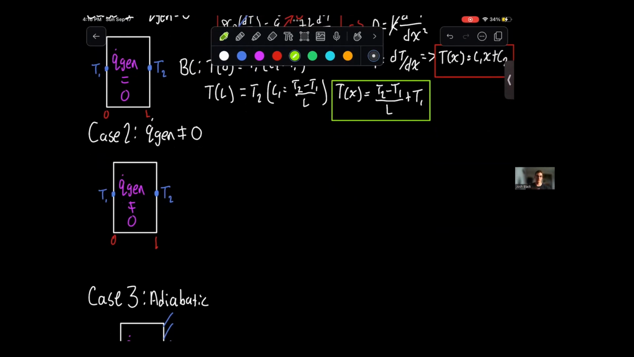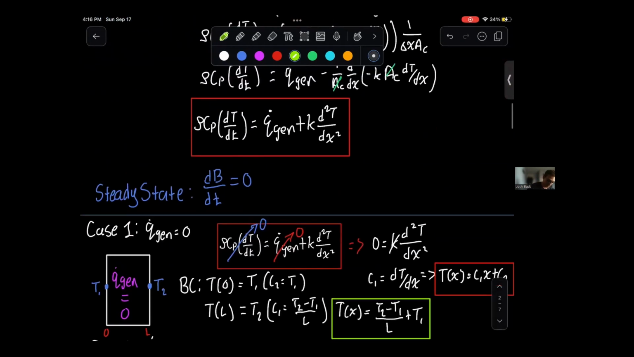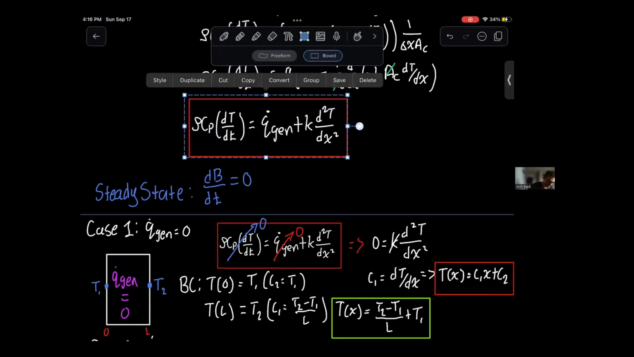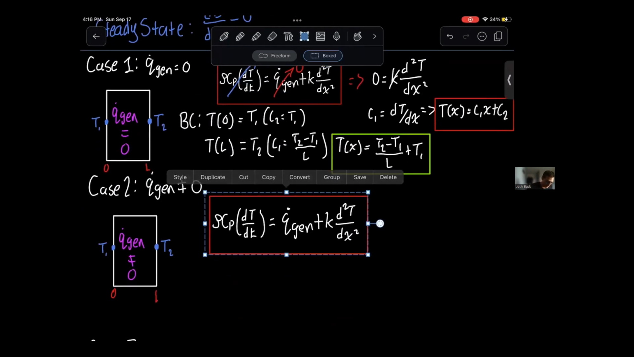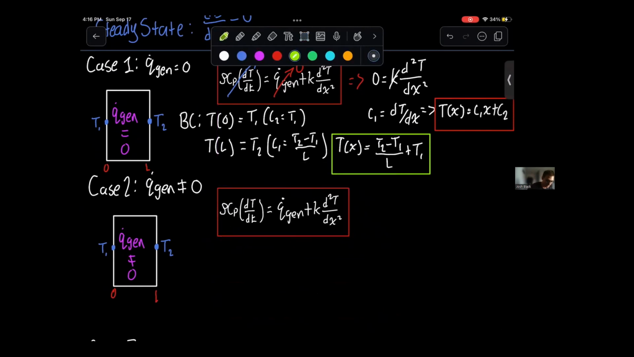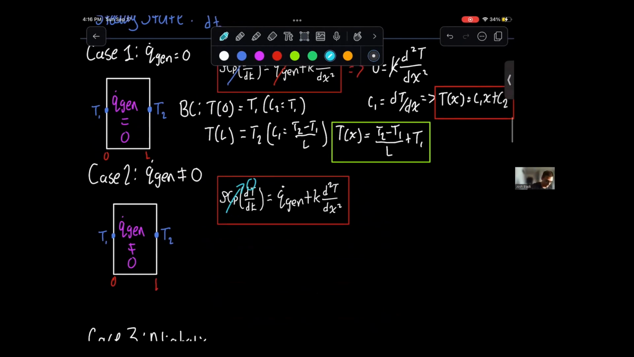All right, case 2. Q gen is not equal to 0. Oh my goodness, what's going to happen here? So we grab this equation. We know we have steady state. Like I said, steady state is assumed. But we have Q gen. So we're going to get negative Q gen is equal to K times d squared T over dx squared. Now let's just do negative Q gen over K is equal to d squared T over dx squared.